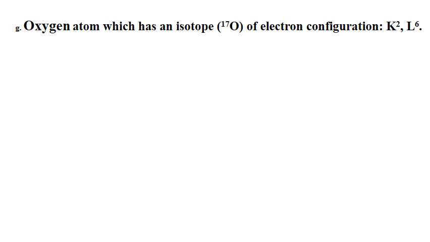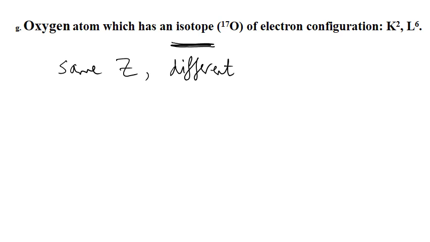An oxygen atom has an isotope of electron configuration K2L6. Before we answer, Ella, what do you mean by an isotope? Same atomic number with different mass number. Yes. So if you want to write the electron configuration of another atom, which is an isotope, if this one has K2L6, its isotope should have what too? If they are isotopes, what is the electron configuration of the other isotope?